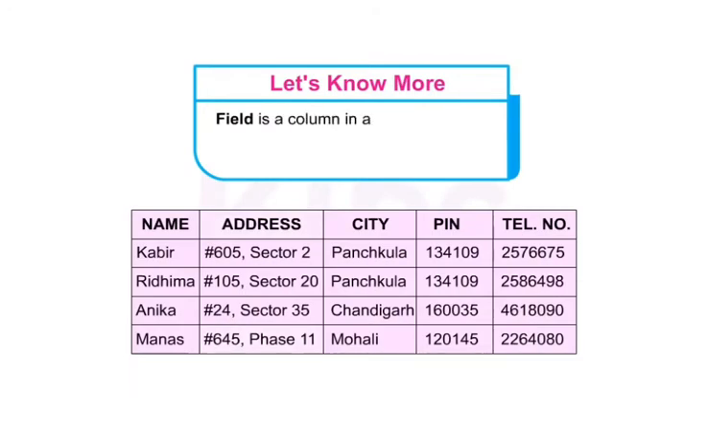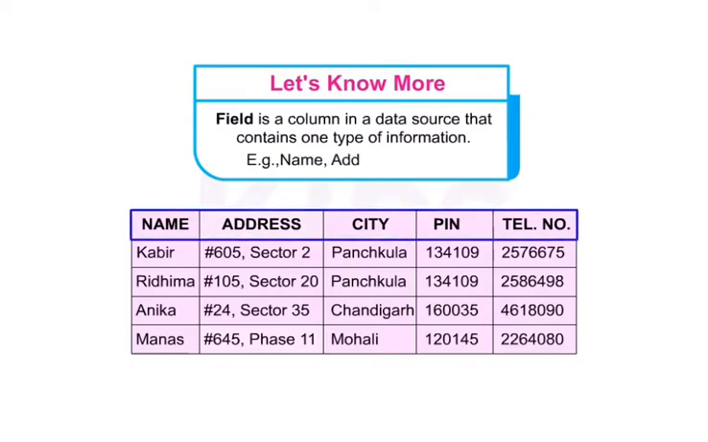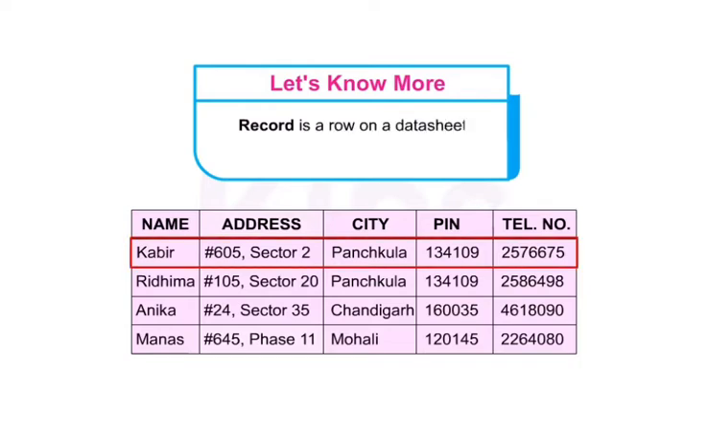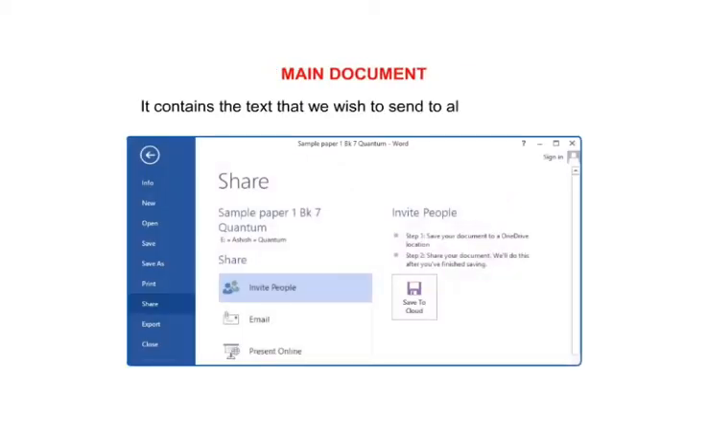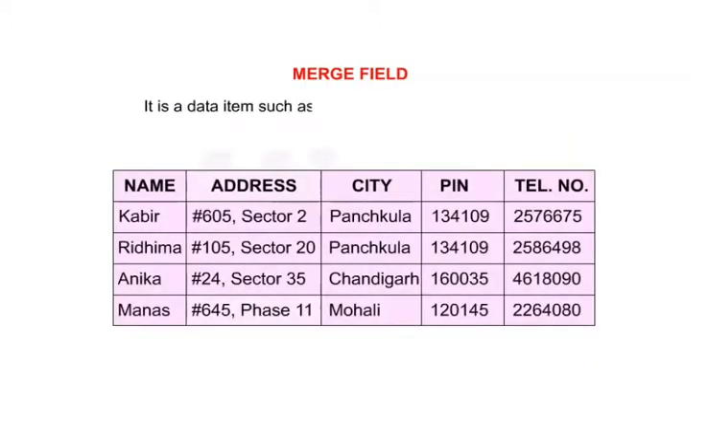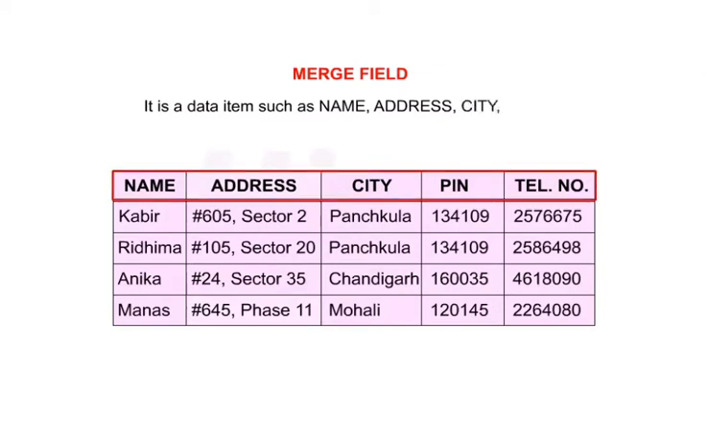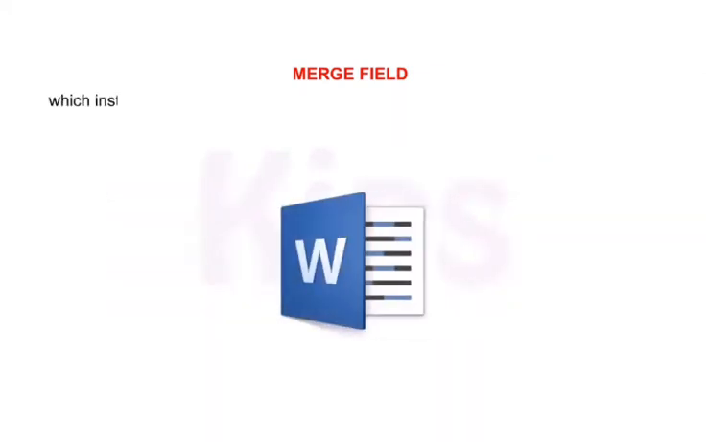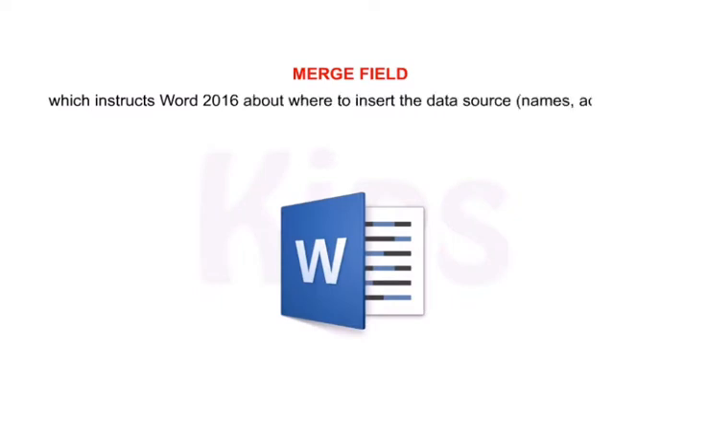A field is a column in a data source that contains one type of information. Example, name, address, city, etc. A record is a row on a data sheet. A number of fields make one record. The main document contains the text that we wish to send to all the recipients. A merge field is a data item such as name, address, city, PIN, etc., which instructs Word 2016 about where to insert the data source names, addresses, and information in the main document.